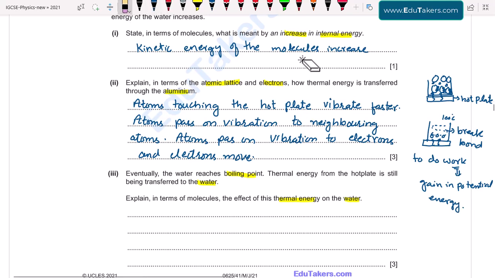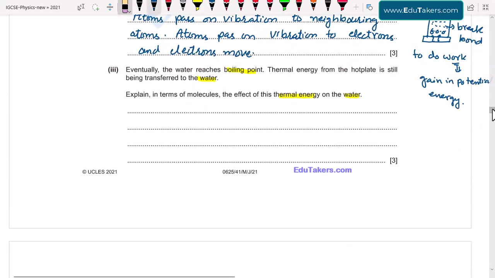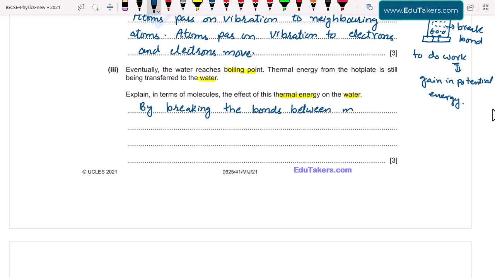So I write here: by breaking the bonds between molecules, the molecules escape from the water surface and they gain potential energy.